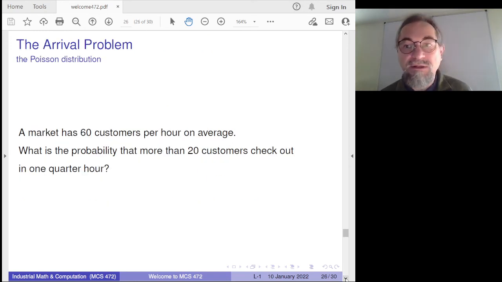All right, I get now to my last problem, and I see I have 5 minutes left. I never want to run over time, or I'm already probably running over time. I apologize for this. So here is the arrival problem, which illustrates the Poisson distribution. The 20 number comes in again. On average, we have one customer per minute, or 60 customers per hour who check out. What is the probability that you have a spike, that all of a sudden, say it's rush hour, you would have 20 customers check out in a quarter hour, in 15 minutes?